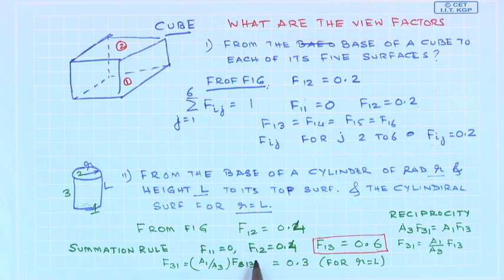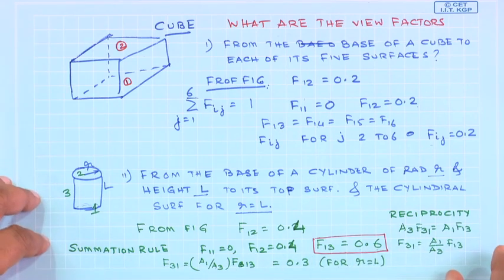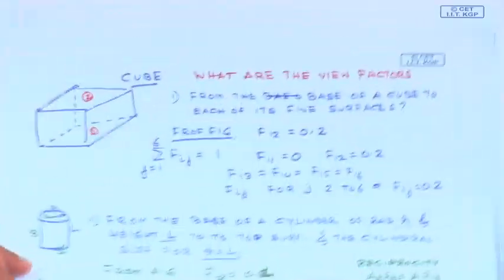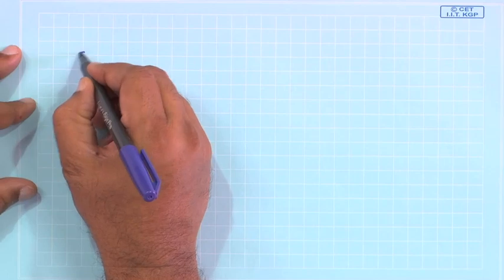So, what you have obtained is F12, F13 and F31. So, all values are obtained in this fashion. The third one is more interesting.